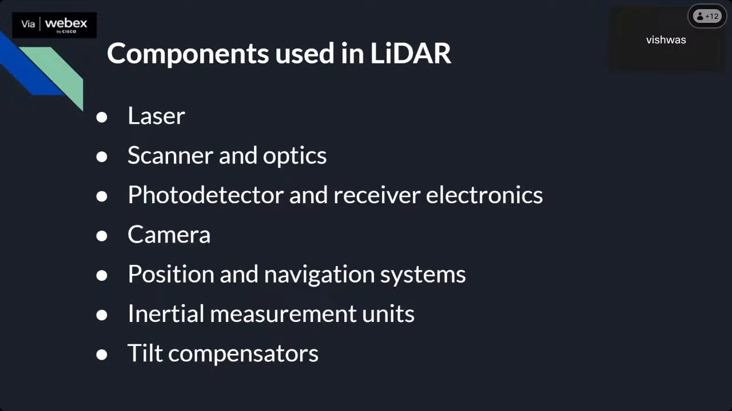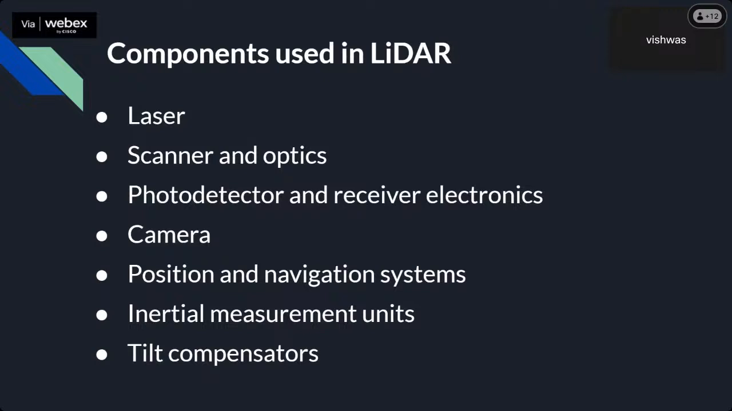Along with that, there is a position and navigation system. Some LiDAR systems can be used along with UAVs or satellites, as well as vehicles. At that time, we also need inertial measurement systems, the IMU, or accelerometers and so on, and a position and navigation system, which is actually GPS. And there will be a tilt compensator.